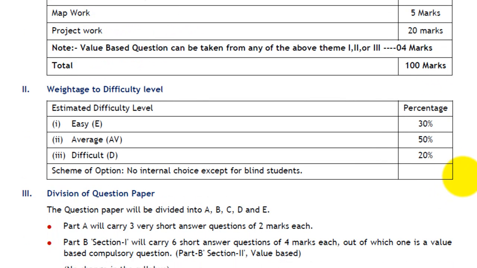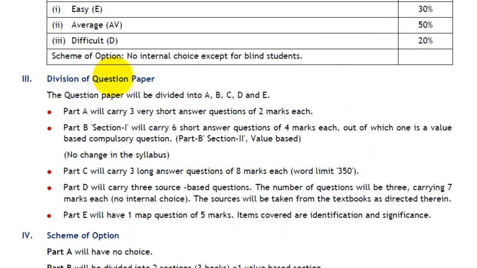Now here is the weightage which is given to the difficulty level. So 30% of the paper will be of easy level of difficulty. Then 50% of the paper will be of average difficulty and 20% of the paper will be of a higher level of difficulty. This is the division of the question paper.